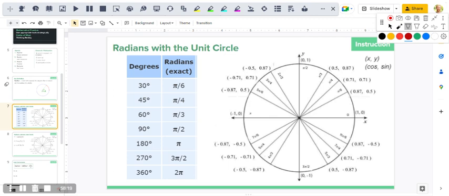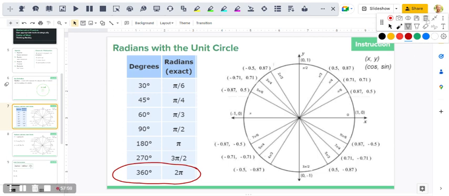One of the key things, and you might want to circle this, is that 360 degrees is equal to 2 pi radians. So both of them represent one full rotation around a circle. If you rotate around the circle, you've rotated 360 degrees, or 2 pi radians. It's just another way of representing that.